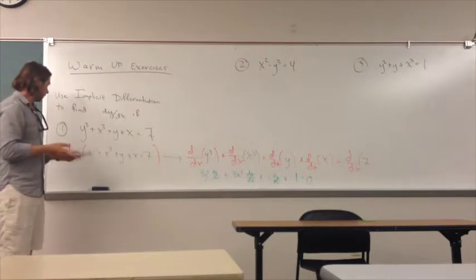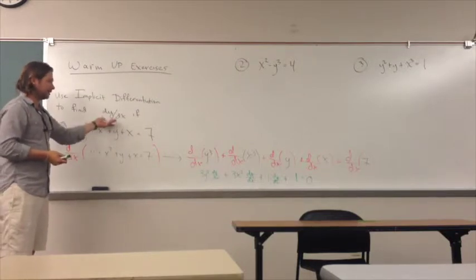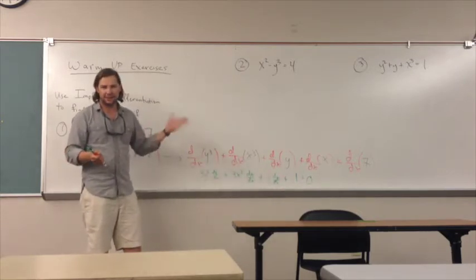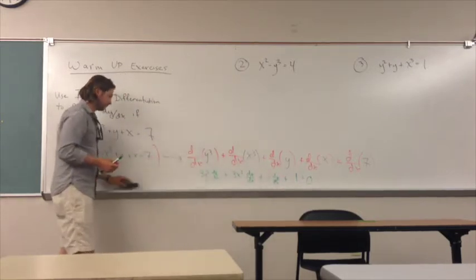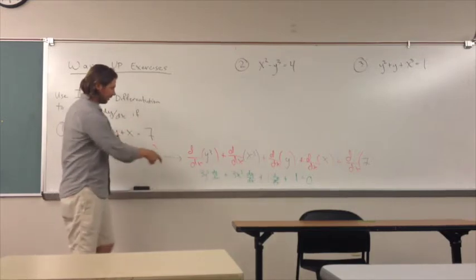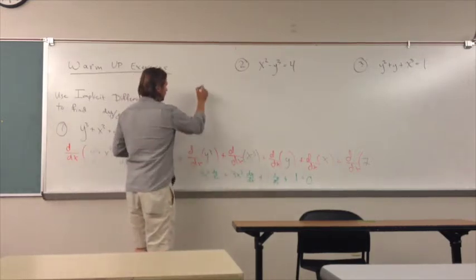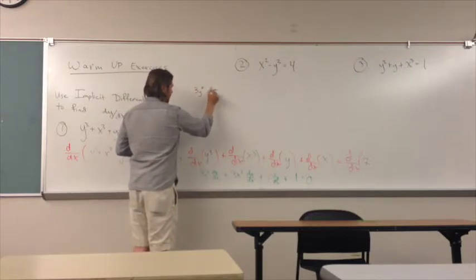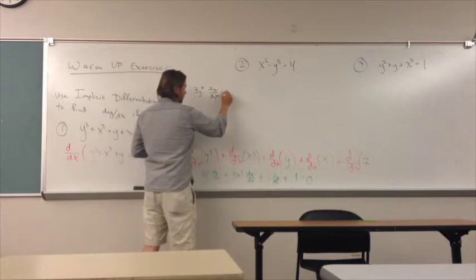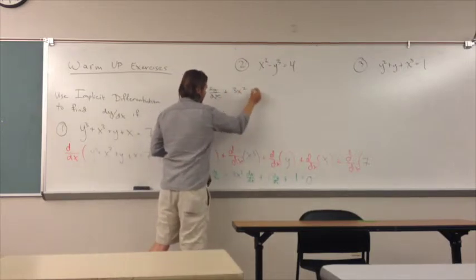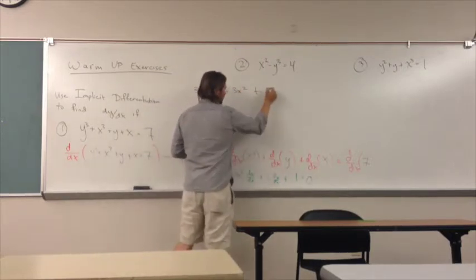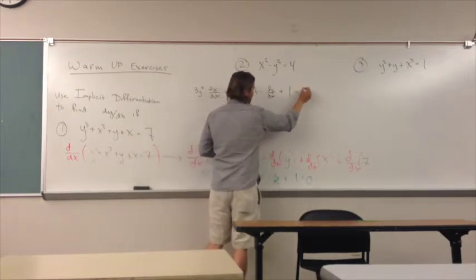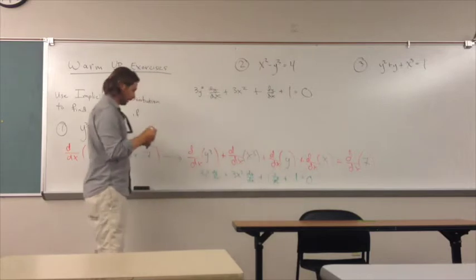So now what's up next? We wanted to find dy dx, and we have an equation with a bunch of dy dx's in there. How do we solve for dy dx? I'm going to rewrite this equation up here. 3y squared dy dx plus 3x squared times 1 plus 1 dy dx is 0. Okay?